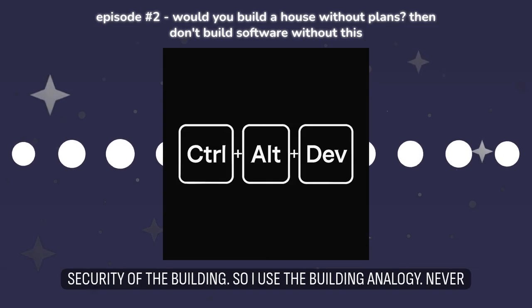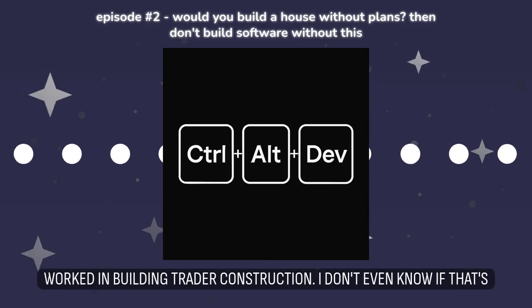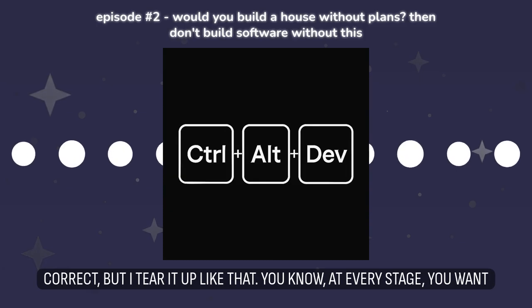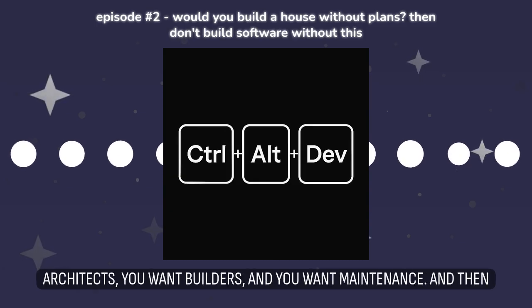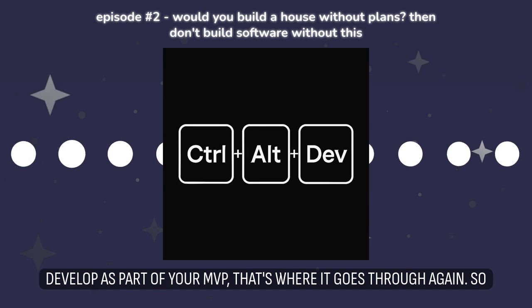So I use the building analogy. I've never worked in the building trade or construction, and I don't even know if that's correct, but I explain it like that. At every stage, you want architects, you want builders, and you want maintenance. And then as you go through your roadmap, that is the stuff that you won't develop as part of your MVP.